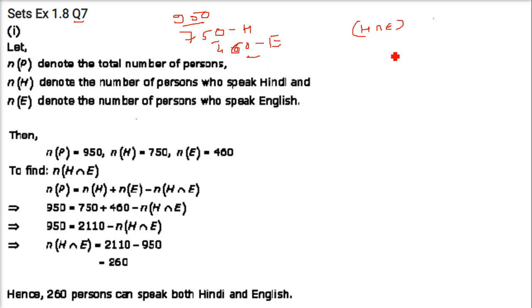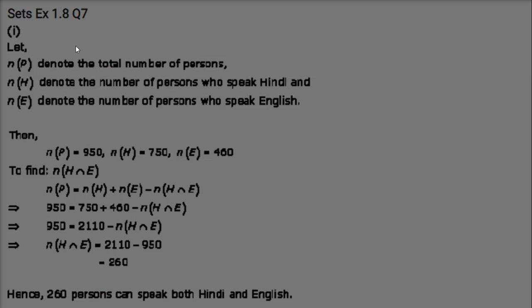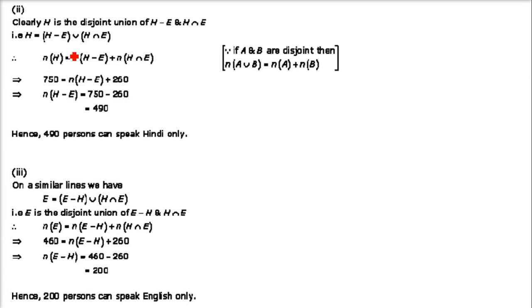So we have the number of people, we have Hindi, we have English. This H intersection E can be found out using n(P), the total number of persons, which is n(H union E), equal to n(H) plus n(E) minus n(H intersection E). So what do we get? You take these two, combine them and subtract it from 950. So you get 260. 260 persons can speak both Hindi and English.